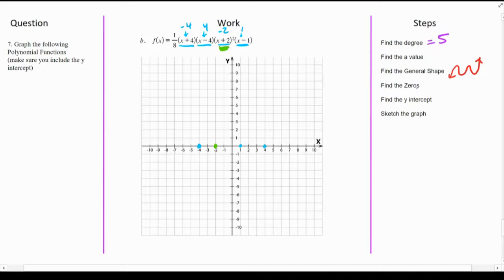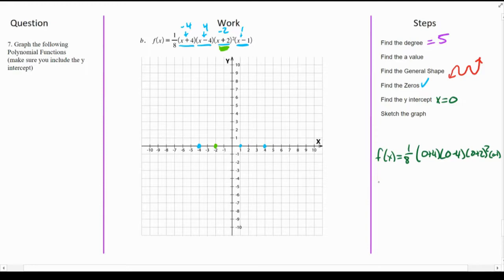So I found the zeros. Now I need to find the y-intercept. The y-intercept is when x is equal to 0. So I'm actually going to plug that into the equation. You get 1/8 times 0 plus 4, 0 minus 4, 0 plus 2 squared, and 0 minus 1. Sorry, it's getting cramped in there.